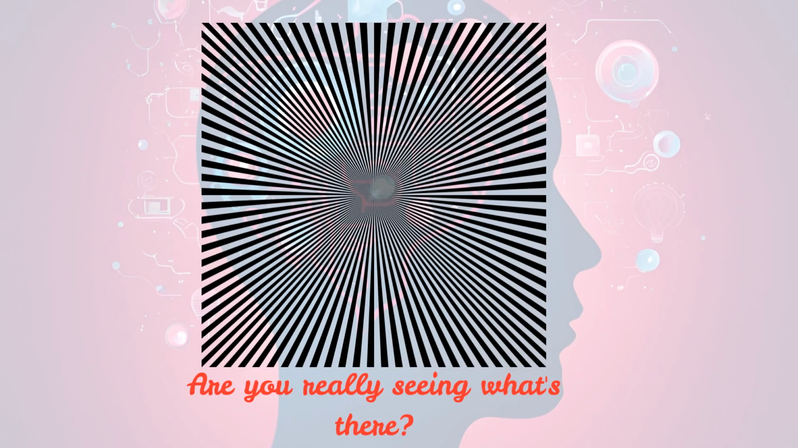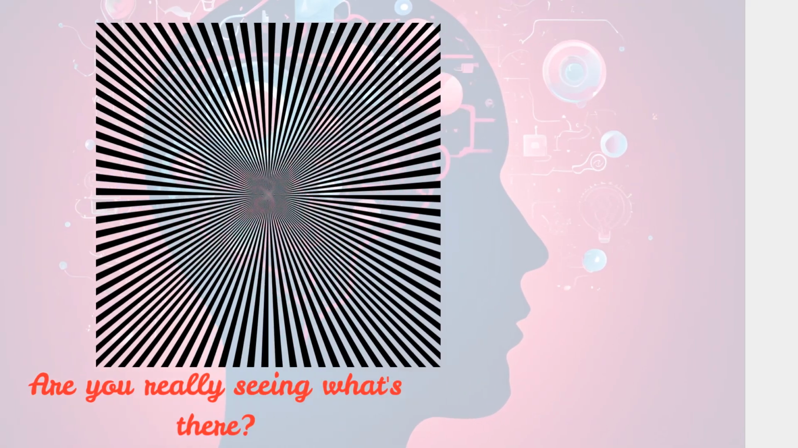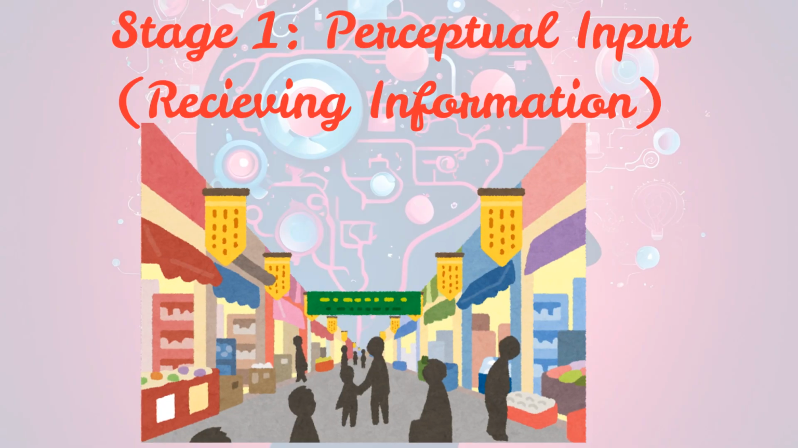Perception doesn't happen all at once. It goes through four stages. Let's break them down. Stage 1 is perceptual input, which is receiving information. This is when your senses collect raw data from the environment, such as sight, sound, touch, taste, and smell.